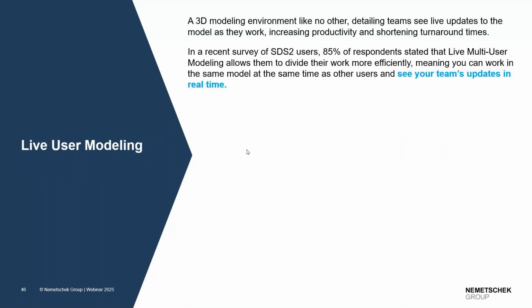SDS has live user modeling. What does this mean? Suppose person A is working on his system and person B is working on his system. If person A is adding a beam, person B can see it on a real-time basis, and you will not have any last-moment surprises. How other detailing software generally works is that you have to add a model, and only when you save it can the other person see it. It gets saved into their cloud server, but that is not the case with SDS.